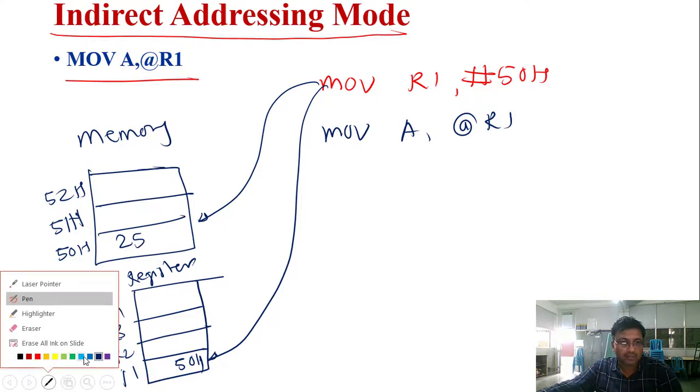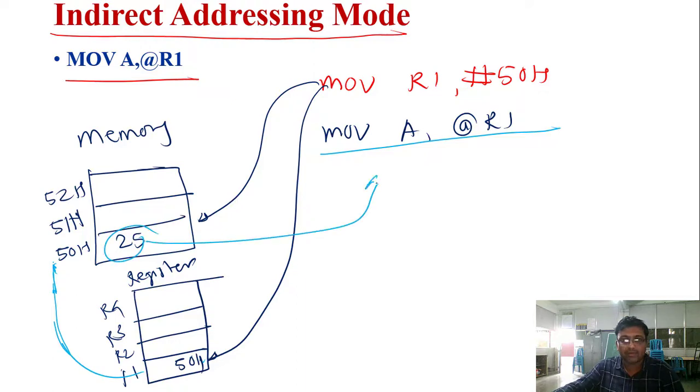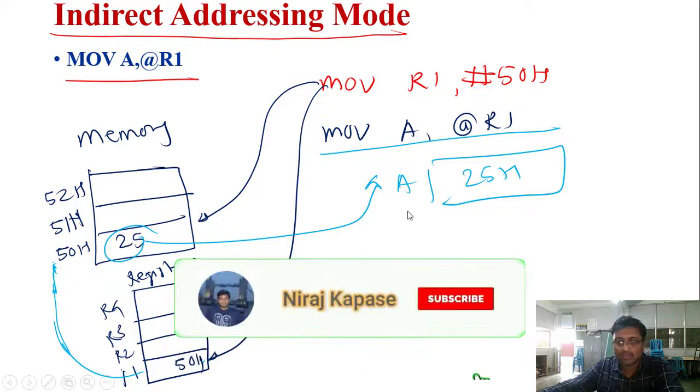Whenever this instruction, MOV A, @R1, executes, it goes to the memory location pointed by R1. So what is R1 pointing to? R1 is pointing to 50. So it jumps to the memory location 50h and reads the data present there. My data present there is 25. So that 25 will be copied into the accumulator. So my accumulator contents are 25H. So like this it executes.